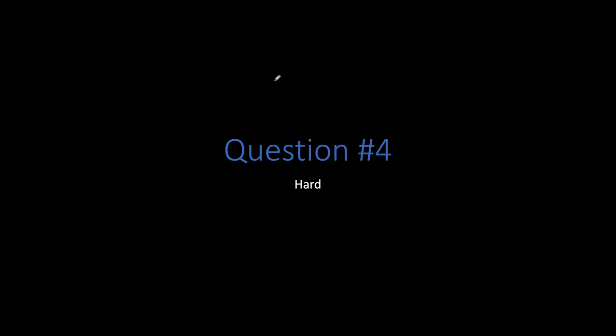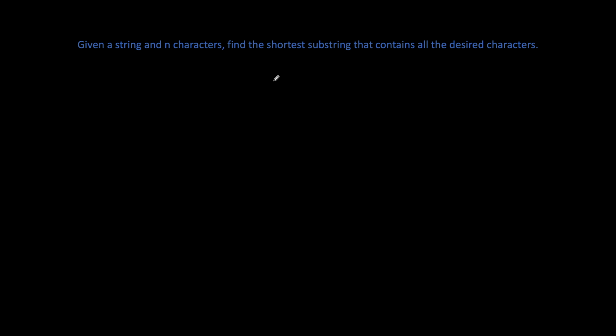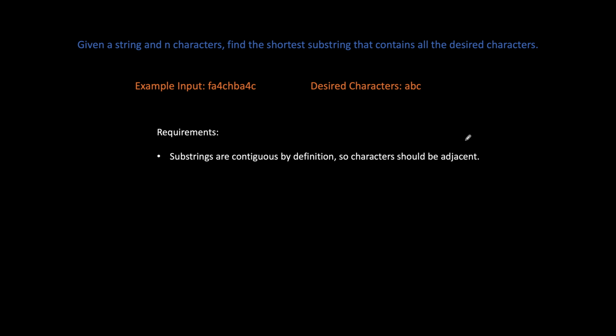Let's jump on to the final question. Now, this is a hard one, and it uses sliding window on strings. Let's see why it is hard. Given a string and n characters, find the shortest substring that contains all the desired characters. Here's our example input string. Here are the desired characters. Now, before coding, let's do the requirements. The substrings are continuous by definition, so the characters should be adjacent.